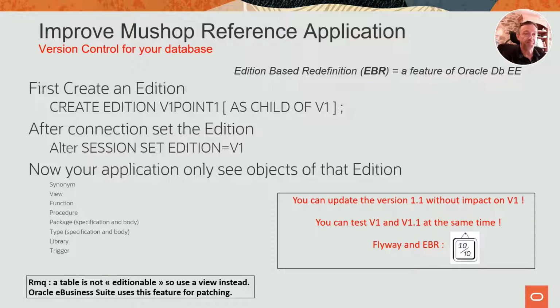It's easy. And then using Flyway and EBR, you are able to have at the same time the schema in version 1.2 and the schema in version 1. And I will show you a demo, with a very important point.